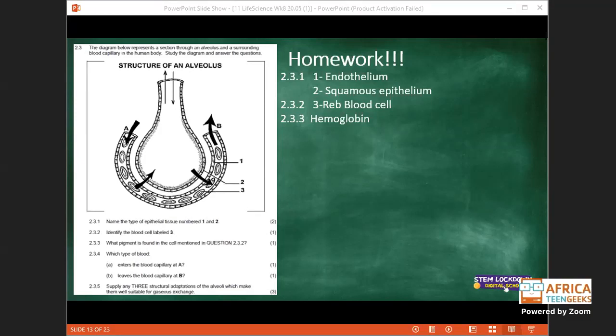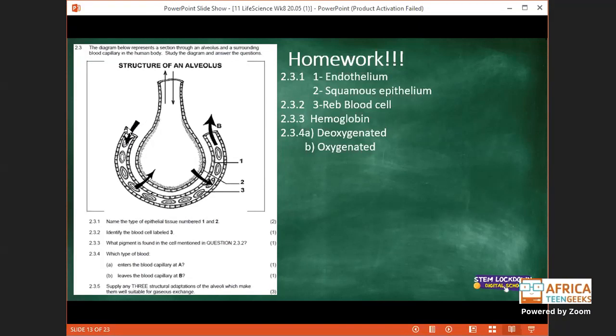Oxygenated. Prashani still says it's deoxygenated. Okay, let's see what the answer is. So at A, we have deoxygenated and B is oxygenated. So guys, just always look at your arrows, okay?